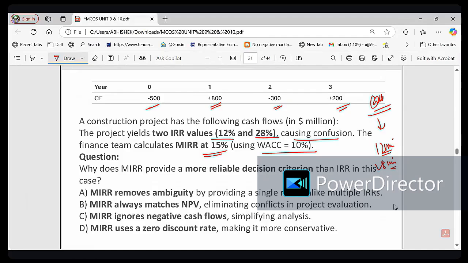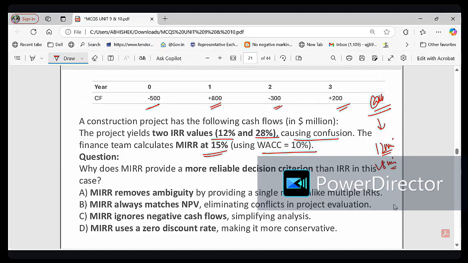You look at two recipe books. One says that you should bake for 12 minutes. Another says you should bake for 28 minutes. You are confused whether it will be overburned or undercooked, right? So that is what happens with the multiple IRR, right?